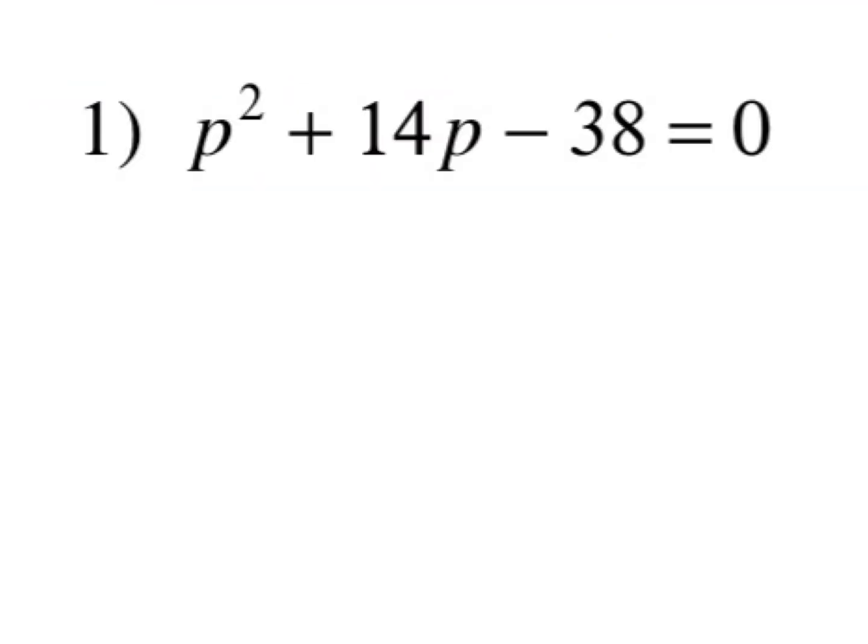So we have p squared plus 14p minus 38. What's the first thing we should do to complete the square? Add 38. We want to move the number to the other side. So then we have p squared plus 14p. I'm going to leave a space to complete the square, and it equals 38.